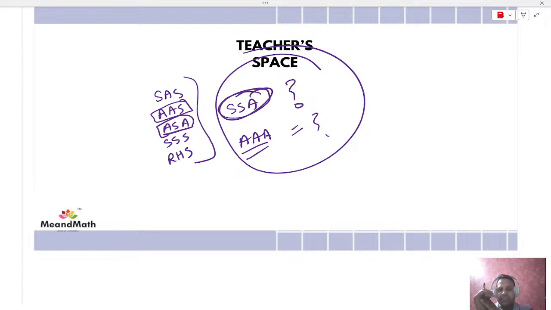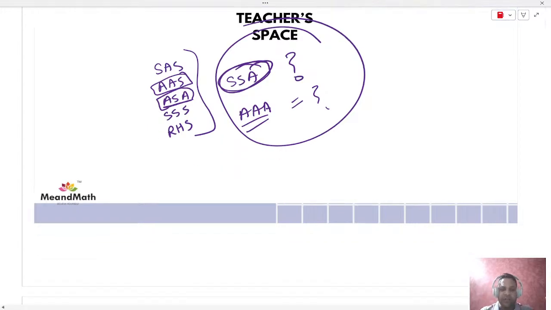Okay, the question is clear. We have 5 criteria for congruent triangles. SSA and AAA, angle angle angle, are not criteria of congruent triangles. Why?